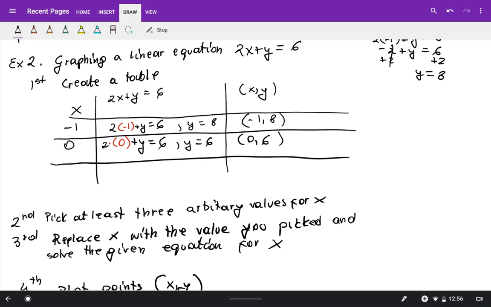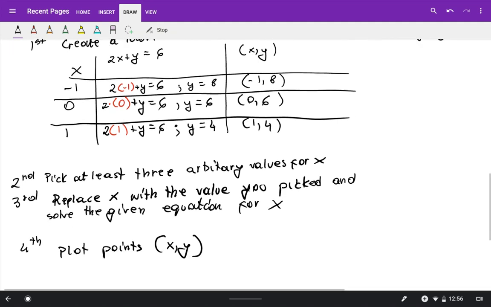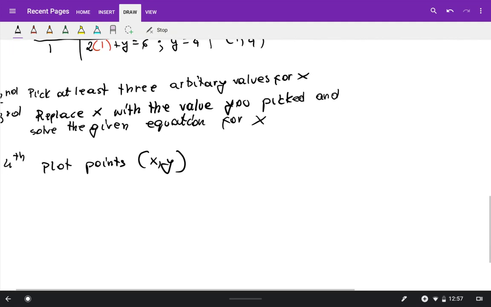And let's just do one extra point. Let's pick for x, let's make x equal 1. So we're replacing x from the original equation with 1. So we have 2 times 1 plus y equals 6. Solve this equation for y, and that will give you 4. So we have a point 1, comma 4. So we have 3 points, and now we're just going to graph it.